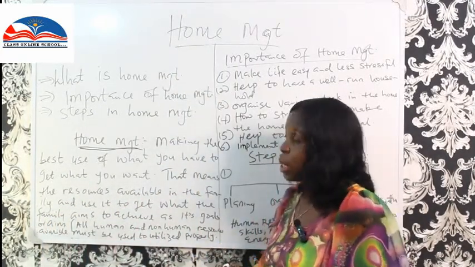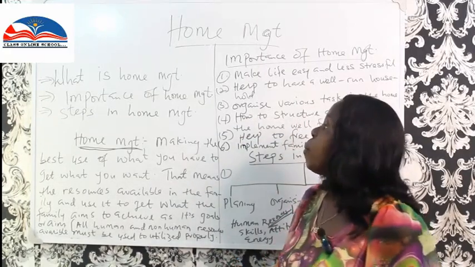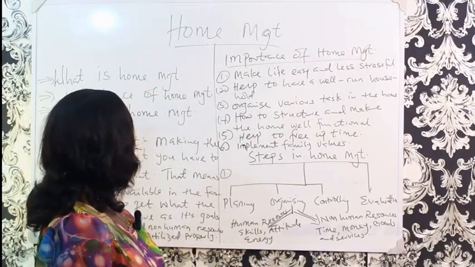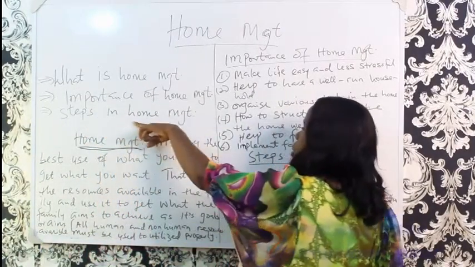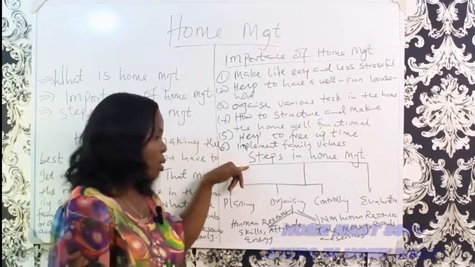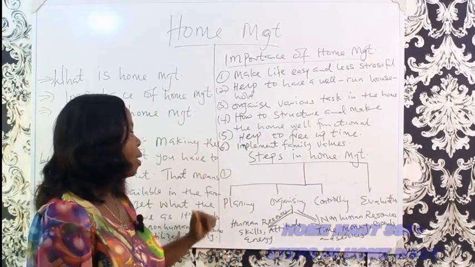And then we'll go to the third objective, steps in home management. What are the steps? Now down to the third objective, which is steps in home management. I'm going to use this pictorial illustration to describe how a home is managed.